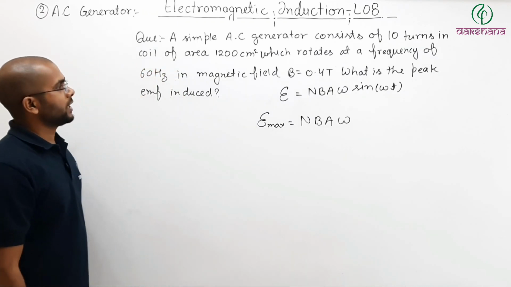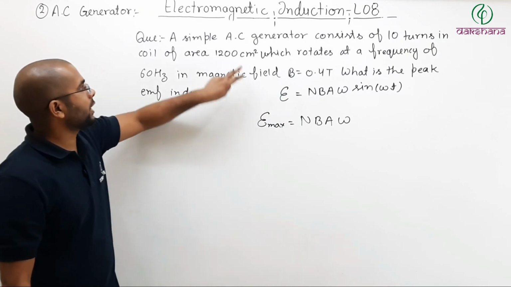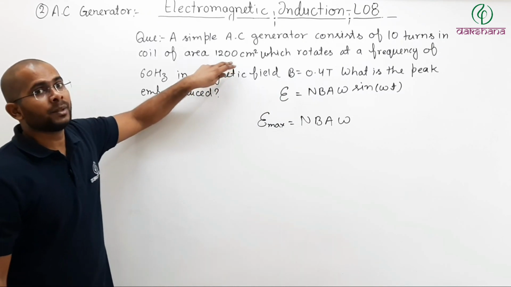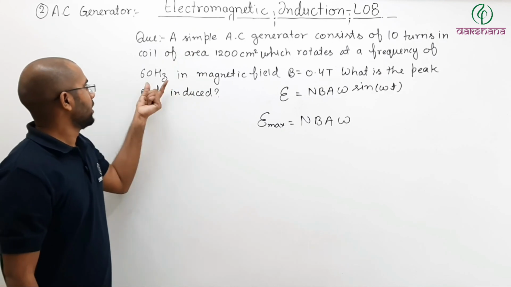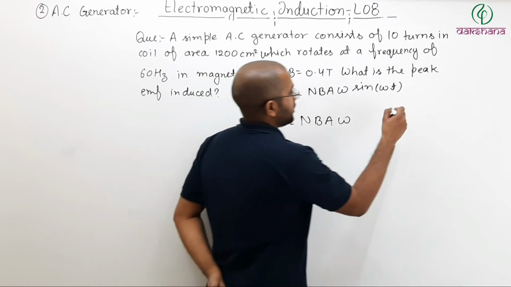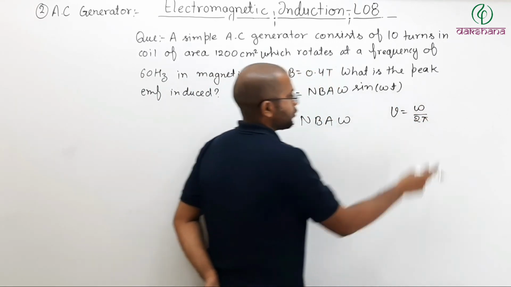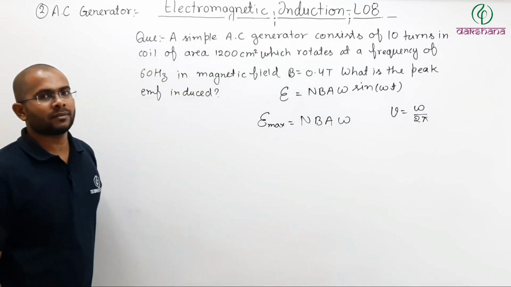Now here, what is N? 10. What is B? 0.4. What is area? 0.12. Why? Because we have to take it in meter square. 60 hertz is not your omega. If you remember, frequency is omega by 2 pi. So omega will be 2 pi times frequency.